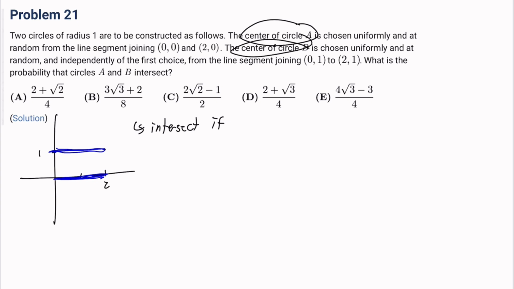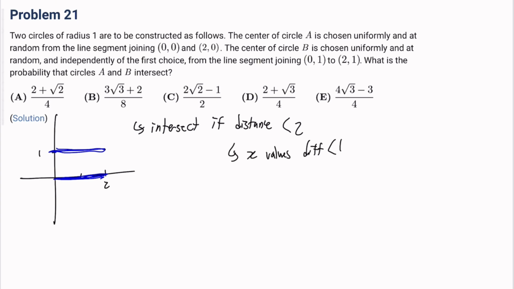They will intersect if the distance between their centers is less than 2, because they both have a radius of 1, so the distance between A and B has to be less than 2. And that means that their x values' difference has to be less than root 3. Because they are 1 apart vertically, if they are 2 apart diagonally, that means they are root 3 apart horizontally. So this just means that the absolute value of a_x minus b_x, the x value of A and the x value of B, is less than root 3.